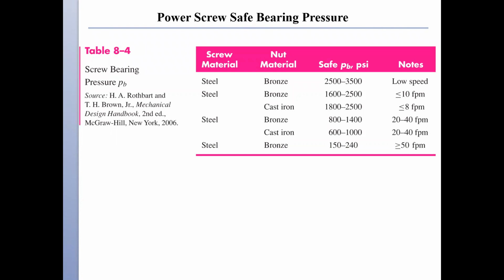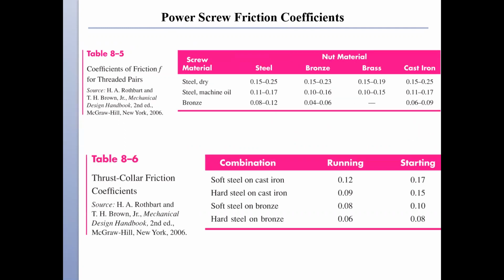In table 8.4, we have safe bearing pressures for power screws. And please note that this depends on the material of the screw and the nut material. We have a range for the safe bearing pressure. Table 8.5 gives us coefficients of friction for threaded pairs. So depending again on the screw material and the nut material, we are given the coefficients of friction.